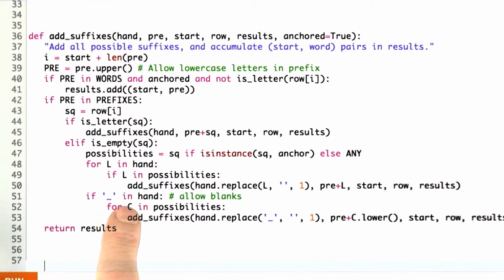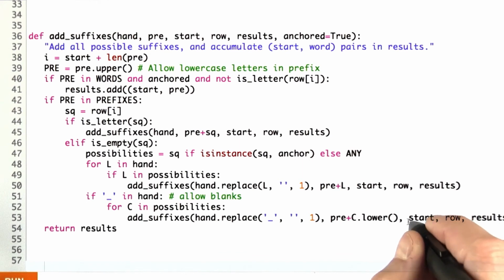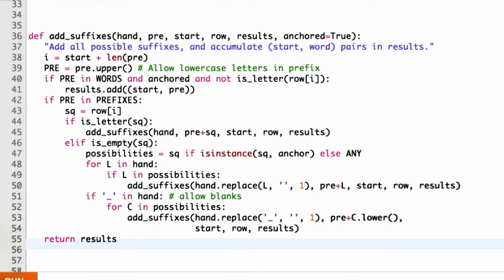Otherwise, if we have a blank anywhere in the hand, then it's possible to use that at this point. We consider all the possible letters that might occur at this point. Before we iterated over the letters in the alphabet, here we're iterating over the possible acceptable letters that the blank could stand for. And for each of them, take away the blank, add on the prefix, but make it lowercase to indicate that this is going to be represented by a blank. And let me just reformat that because it's going off the page.